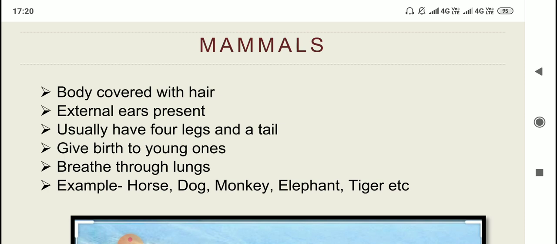Now children, one thing, we studied different groups of invertebrates and vertebrates. We studied all the characteristics. These are the general characteristics. Biology is science of exceptions. Everywhere you will find exceptions.